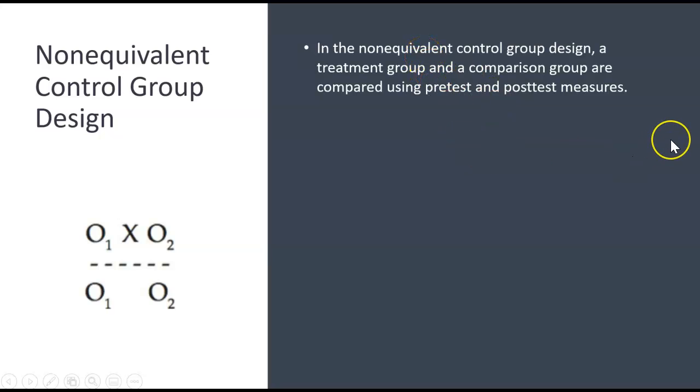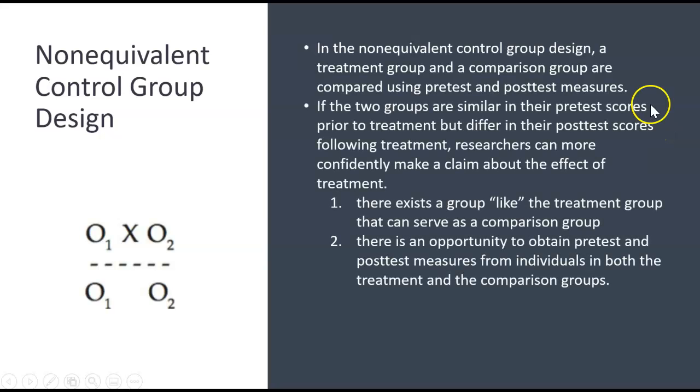So you haven't established that you have initial equivalency between the two groups, but you do have a comparison group or a control group. If the two groups are similar in their pretest scores and they differ in their post-test scores, then you can have more confidence than in the previous example of the non-experimental technique that the intervention had some kind of effect.